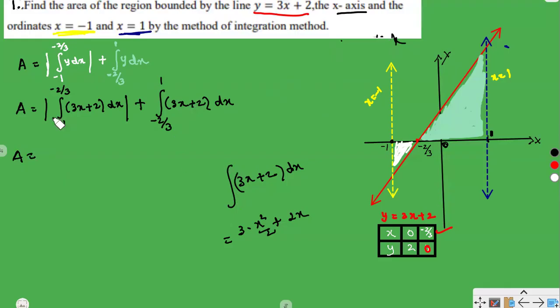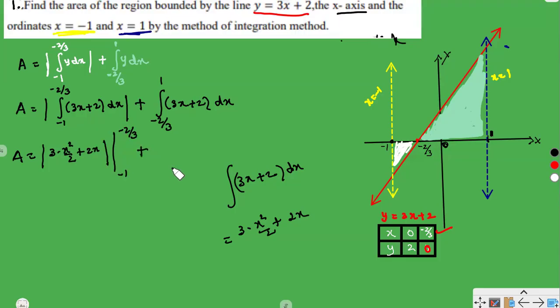And this, we have -1 to -2 by 3. That we'll mention later. We'll only write the formula for 3x plus 2 within the modulus sign. What is this? 3 into x square by 2 plus 2x. So I close the modulus sign. I've written the formula, but I have to apply the limit, so I draw another line to say I have to apply the limit, -1 to -2 by 3. The integral formula is written, but we have to apply the limit. That means where the x value starts and to where it ends, that region.